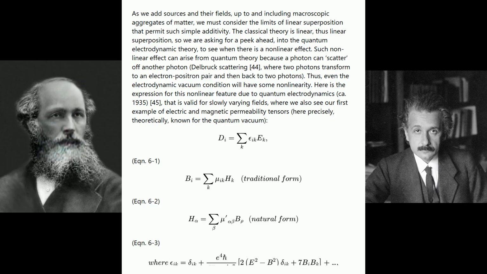The classical theory is linear, thus linear superposition, so we are asking for a peek ahead into the quantum electrodynamic theory to see when there is a nonlinear effect. Such nonlinear effect can arise from quantum theory because a photon can scatter off another photon, Delbrück scattering, where two photons transform to an electron-positron pair and then back to two photons. Thus, even the electrodynamic vacuum condition will have some nonlinearity.